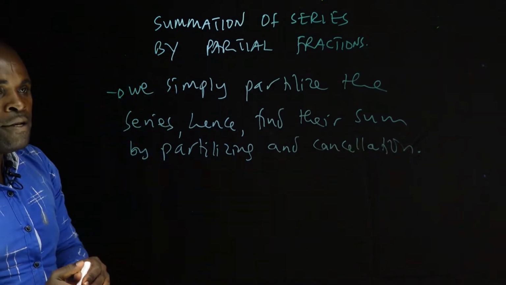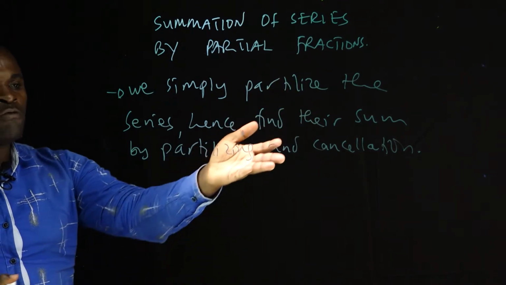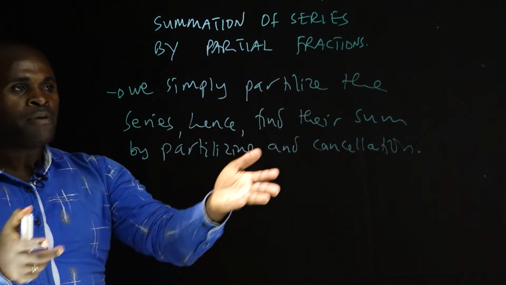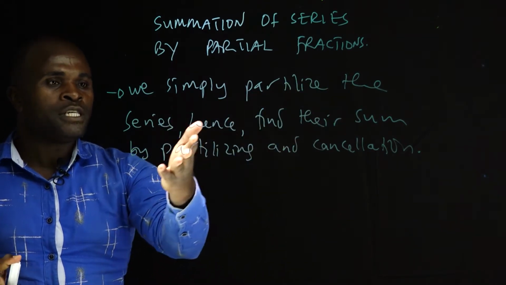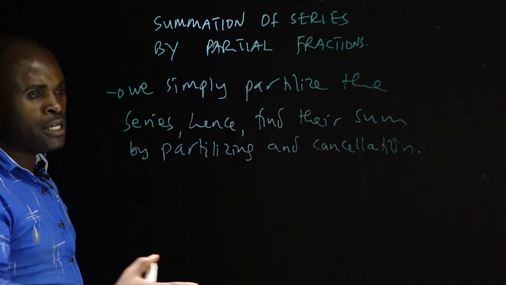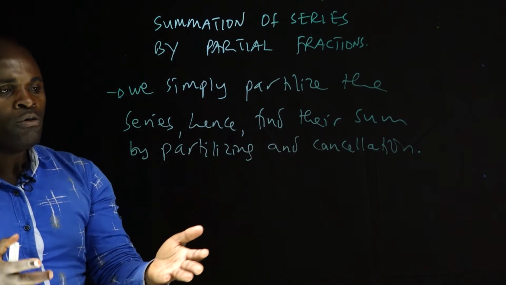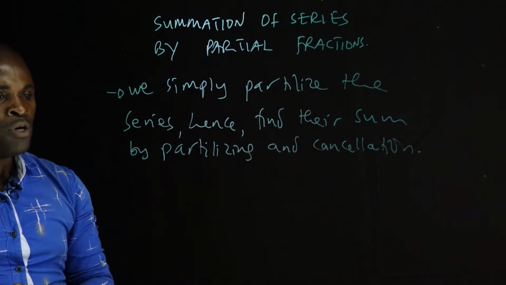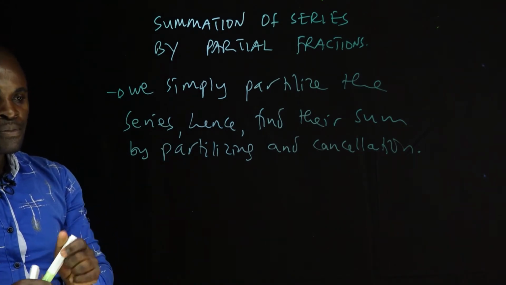We simply find the sum of a series by partial fraction simply by partializing. So here we say we simply partialize the series, hence find their sum by partializing and cancellation. There is a cancellation rule which always works to find the sum. So let us check some worked examples.